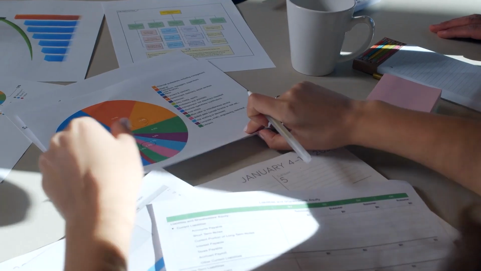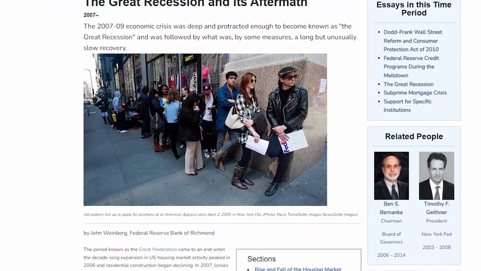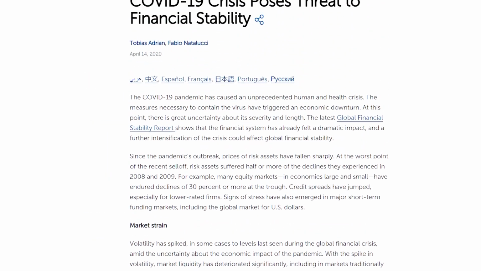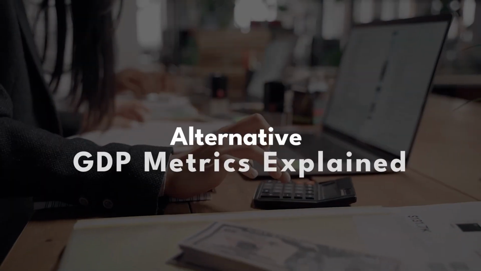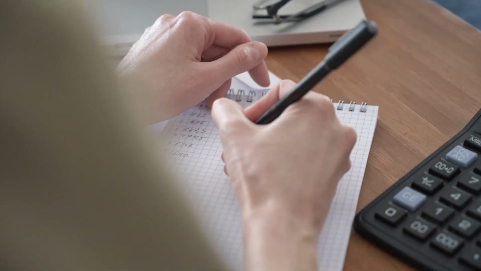GDP reports are delayed and may not reflect real-time conditions. During sudden economic shocks, such as the 2008 financial crisis or the COVID-19 pandemic, GDP data lagged behind real-time indicators. Alternative GDP metrics explained. If GDP is imperfect, what are the alternatives?